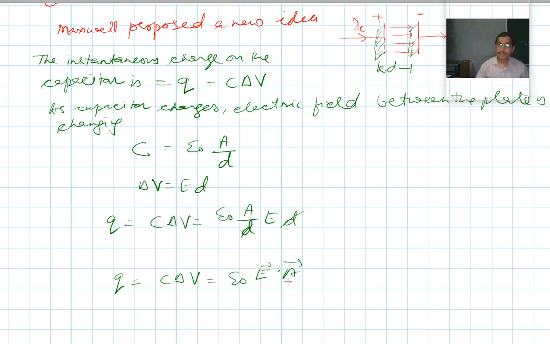Right, but what is it? This is the electric flux, E dot A, because A is the area element, so it is phi E. So I can write this is equal to epsilon naught phi E. This is the charge.